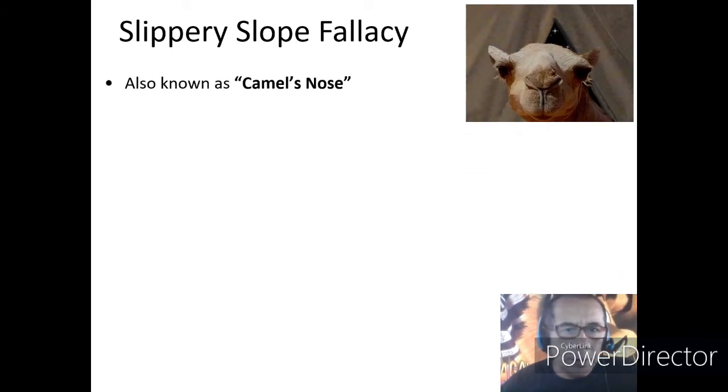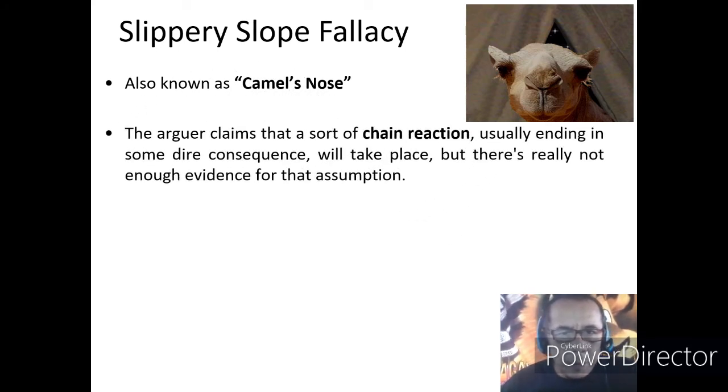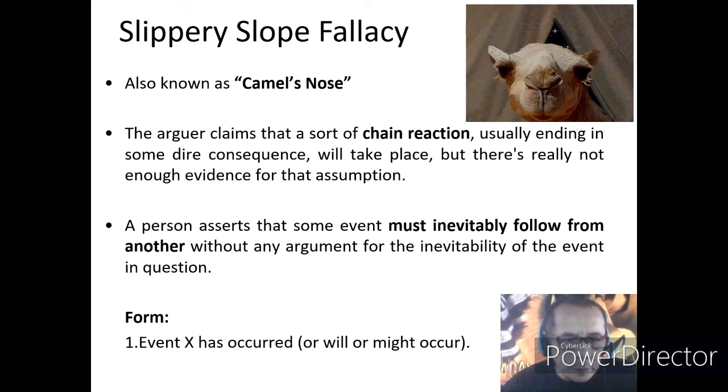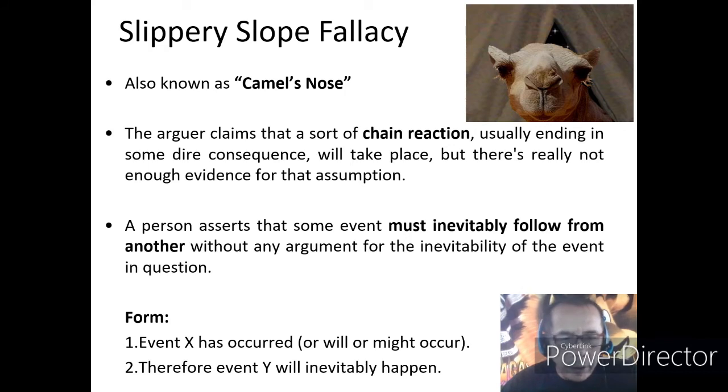Next is the slippery slope fallacy, also known as the camel's nose. The arguer claims that a sort of chain reaction, usually ending in some dire consequence, will take place, but there's really not enough evidence for that assumption. Or a person asserts that some event must inevitably follow from another without any argument for the inevitability of the event in question. We have the form: event X has occurred or might occur. Therefore, event Y will inevitably happen.